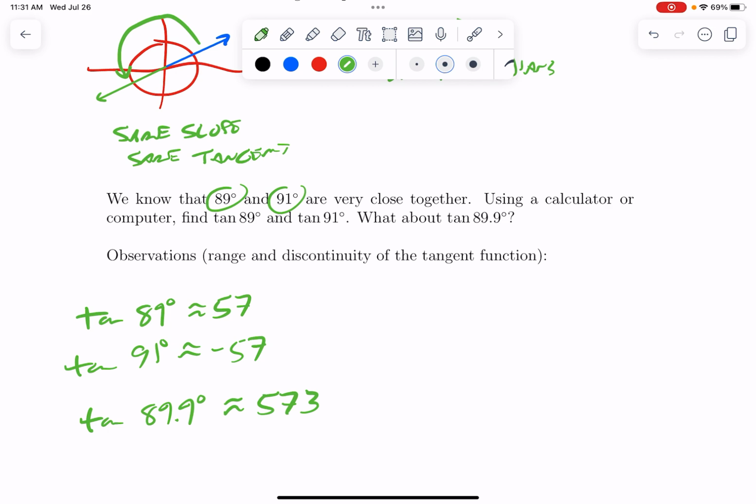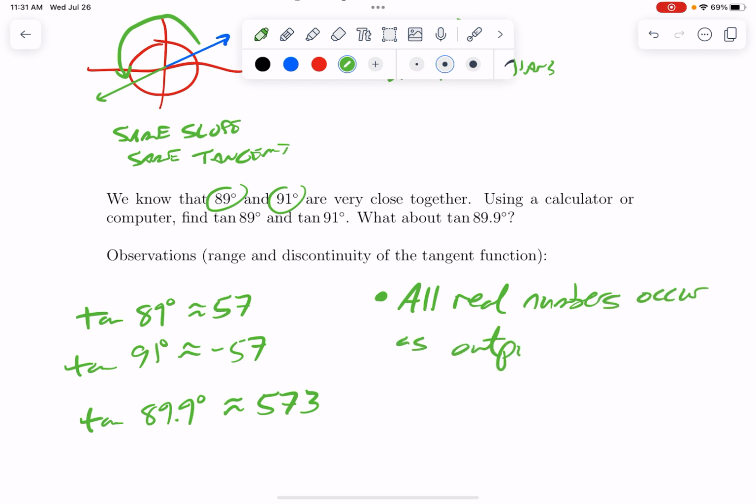So that's reflected in what's called the range. Range is the output, and it turns out that every single number you can think of, no matter how big, shows up as the output of tangent if you play around with the angle. So one observation here is that all real numbers occur as output of tangent. This is very different from sine and cosine. With sine and cosine, if you compute sine or compute cosine, your answer is always between -1 and 1. Here, your answer can literally be any number you're thinking of.